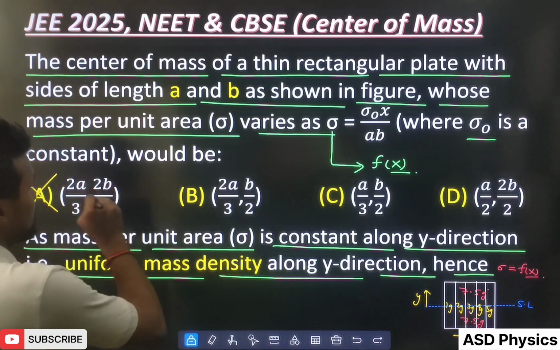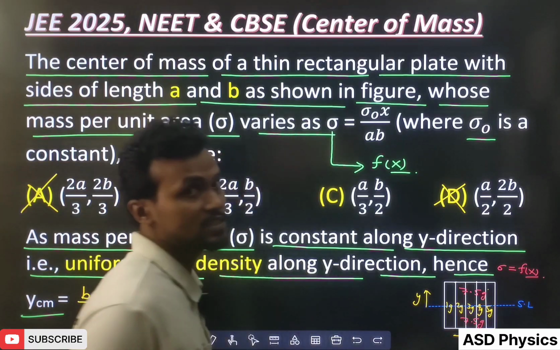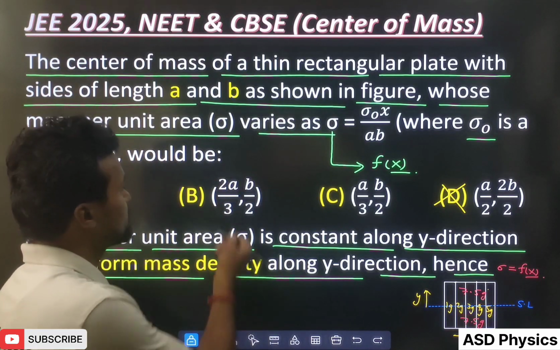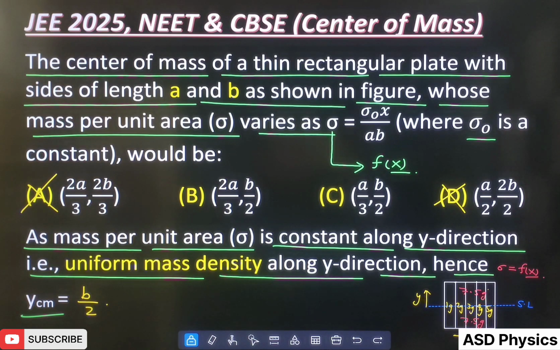Option A is not possible because here the y coordinate is 2b by 3. Here also this is not possible, because b is there, 2b by 2. So maybe the possibilities are option B and option C. So now we have to calculate XCM.